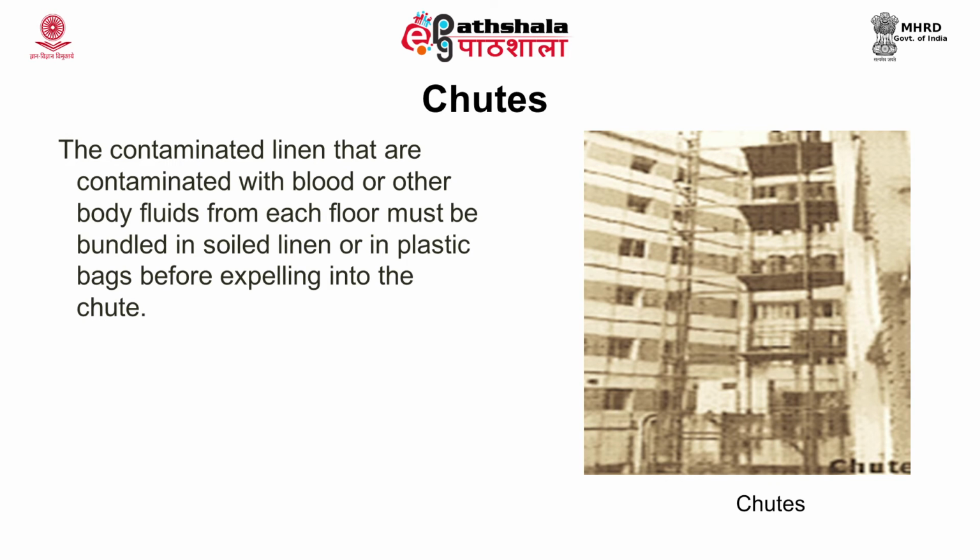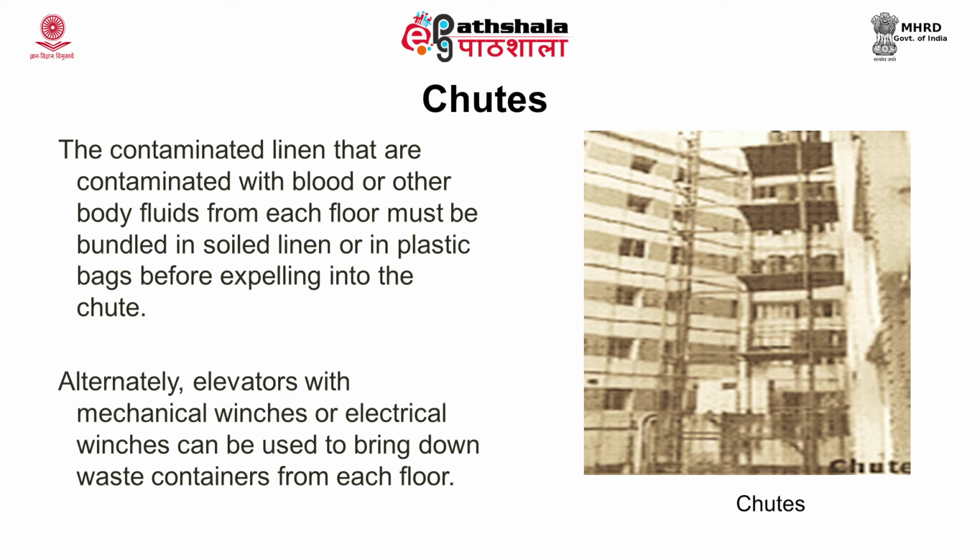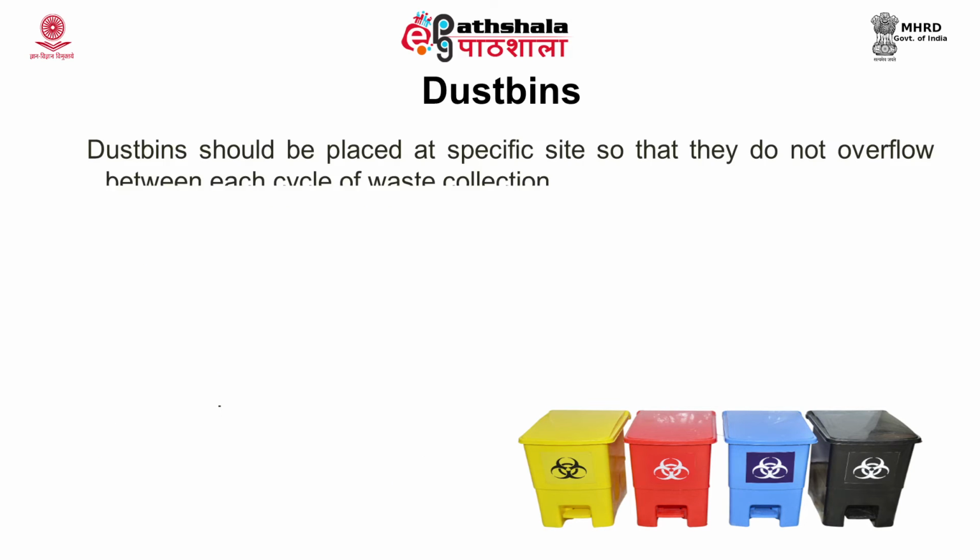The linen that is contaminated with blood or other body fluids from each floor must be bundled in a soiled linen or in a plastic bag before expelling into the chute. The figure shows how the chutes are established in a hospital, and alternatively elevators with mechanical winches or electrical winches can be used to bring down the waste containers from each floor. Now, dustbins. Dustbins are again color coded and they are used in storage of biomedical waste.